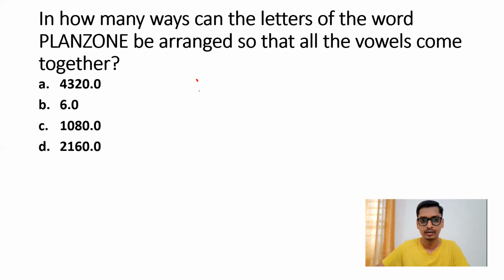How can we arrange? P, L is a consonant, A is a vowel, N, Z are consonants, O is a vowel, and N is a consonant, E is a vowel, right? So P, L, N, Z, N, and A, O, E. Now you have to make these vowels a single unit, right? Vowels come together means you have to assume these vowels as a single unit.